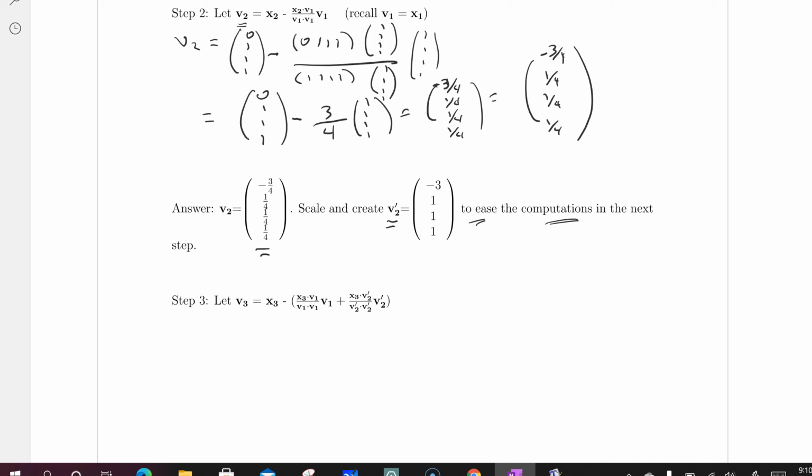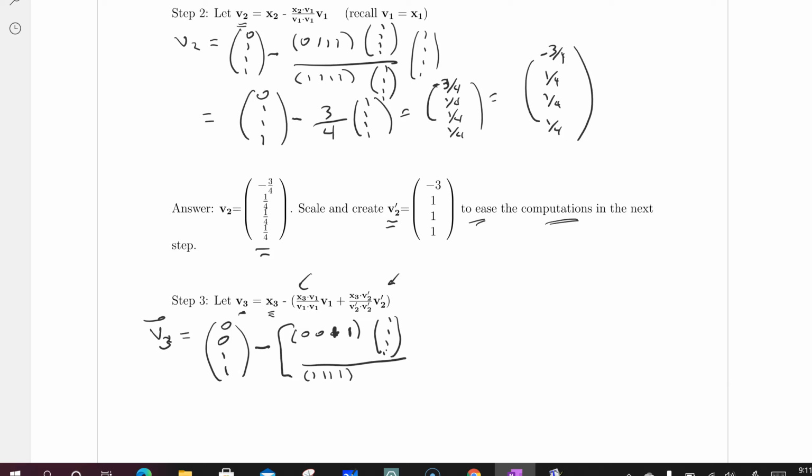To find V3, I'm going to take my X3, which is the (0, 0, 1, 1) from above, and I'm going to be subtracting off. Here's where you have to be really careful with these parentheses. I'm going to be subtracting off the dot product of this dotted with V1, which is (1, 1, 1, 1), divided by the dot product of V1 with itself. And that's going to be all times the V1 vector.